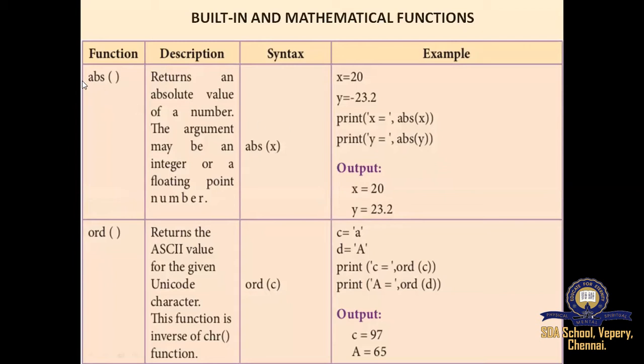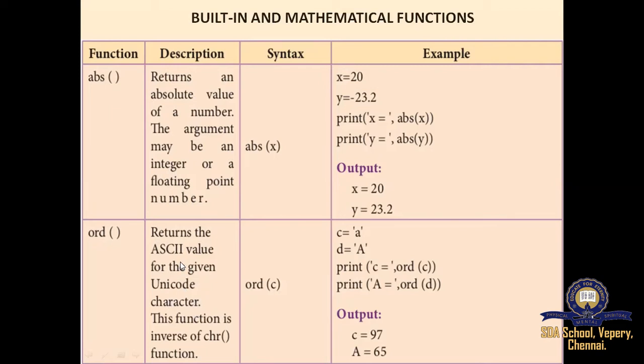What does this function do? It returns the absolute value of a number. The argument may be an integer or a floating point number. The next built-in function is ord. What does this function do? It returns the ASCII value for the given Unicode character.